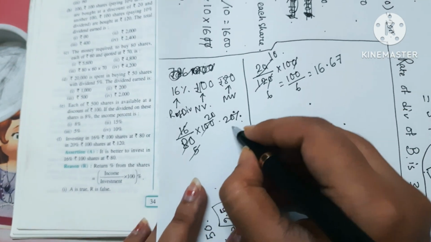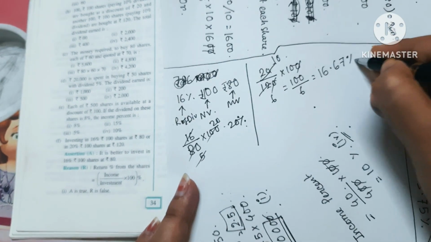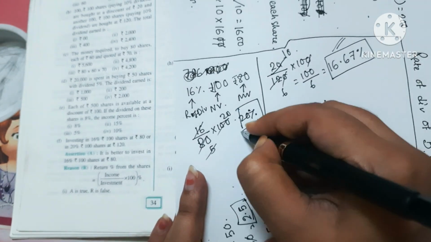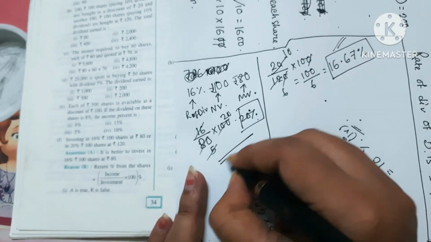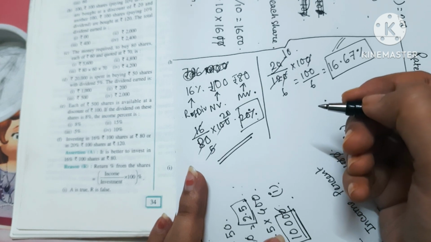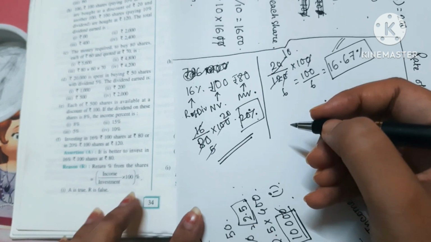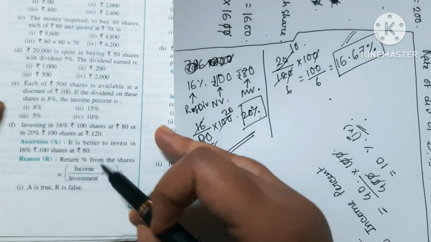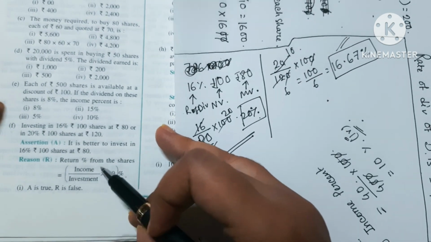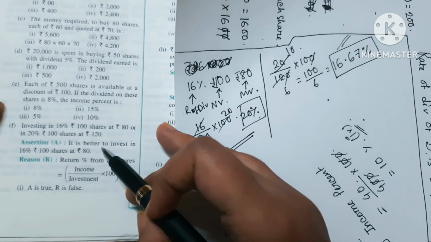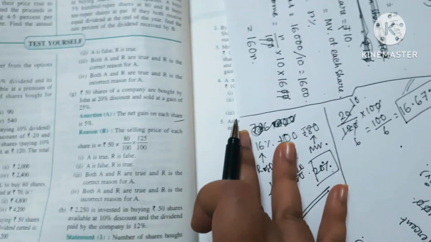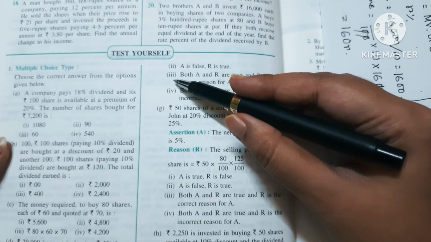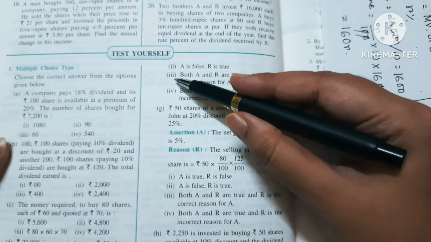so obviously this is the return percentage of second case and this is the return percentage of first case. So obviously first one is the better option. Okay. So assertion is true here, reason is also true, and this is the correct reason of assertion A. That means option 3 will be the correct answer. Okay. In case of question number F, option 3 will be the correct answer.